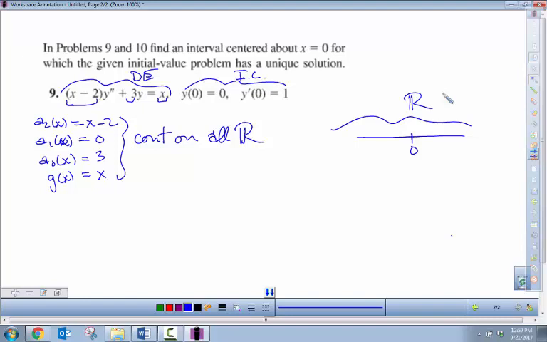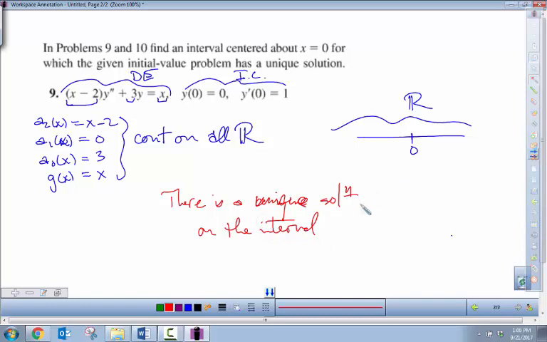So it looks like we will have a solution. There's a unique solution on the interval. Actually, it's on all real numbers, so we can rewrite our interval as minus infinity to positive infinity, and that's where our solution exists.